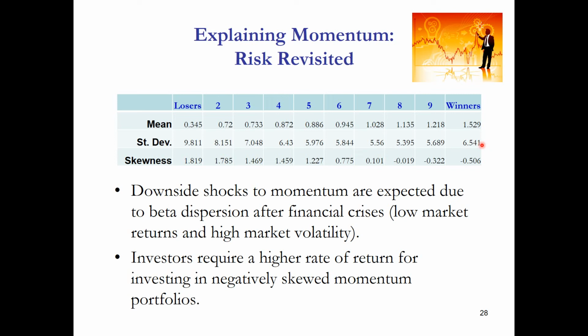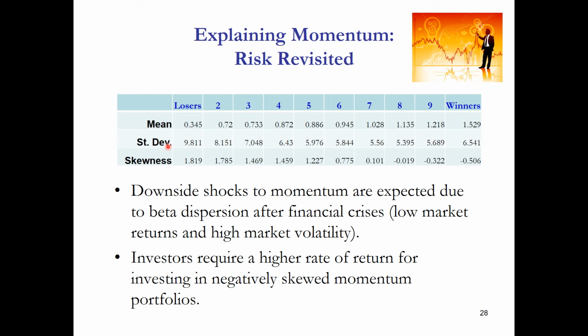So a risk-based explanation would argue that winners would be riskier than losers. However, as we look at the second row, the standard deviation of the portfolios, what we actually see in terms of risk is that winners appear to be less risky. The standard deviation of winners is lower than that of losers. So winner portfolios are basically less risky as we measure risk in terms of standard deviation. This is one amongst other arguments for why momentum can't be explained by risk.